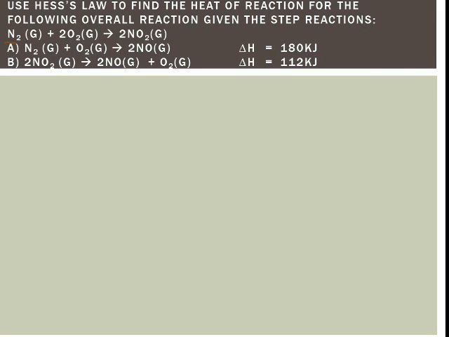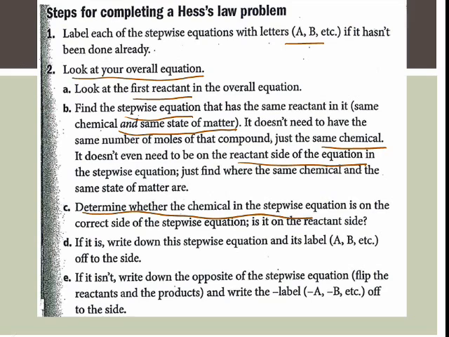Okay, so the first reactant in this overall reaction is N2, and it also is the first reactant in the stepwise equation. So we're going to write that as given. N2 plus O2 goes to 2NO. Right? That's the first part. We already did this. Determine whether the chemical on the stepwise is on the correct side of the stepwise equation. We did that. Okay, so that was N2. It was on the same side, so we also wrote it down, N2.